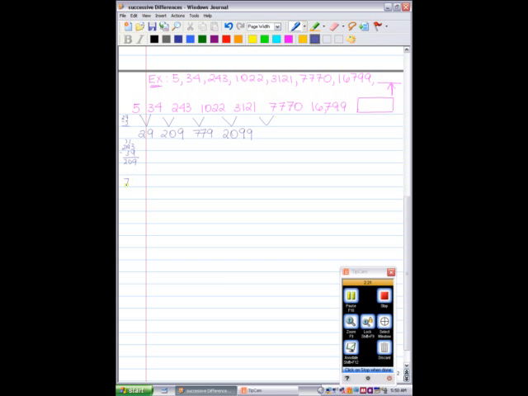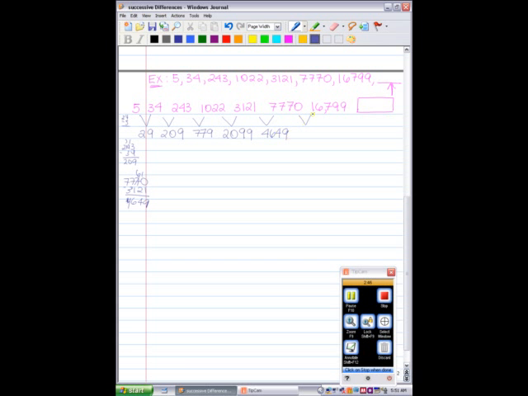Let's write it on the side. 7770 minus 3121. Let's borrow. And we get, oops, should be a 4. 4649. I can't even read my own handwriting. 4649.